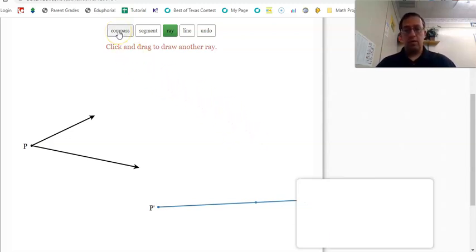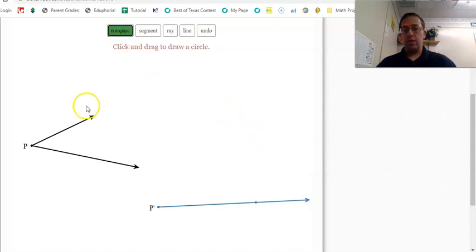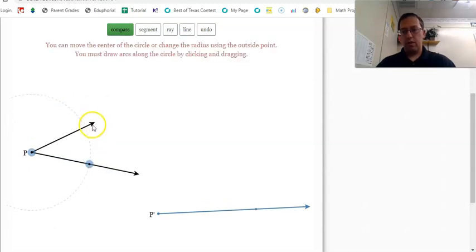Now, what we're going to do with that ray, first we're going to get a compass. I'm going to set the center of the compass on the original angle and just bring the radius out here. I don't want to come out past the smallest ray, but about there. So I've got this ray that's kind of short, and I wouldn't want to come past that. But there we go. I've got my radius set, and I'm just going to make an arc that goes across both of these rays, like that.